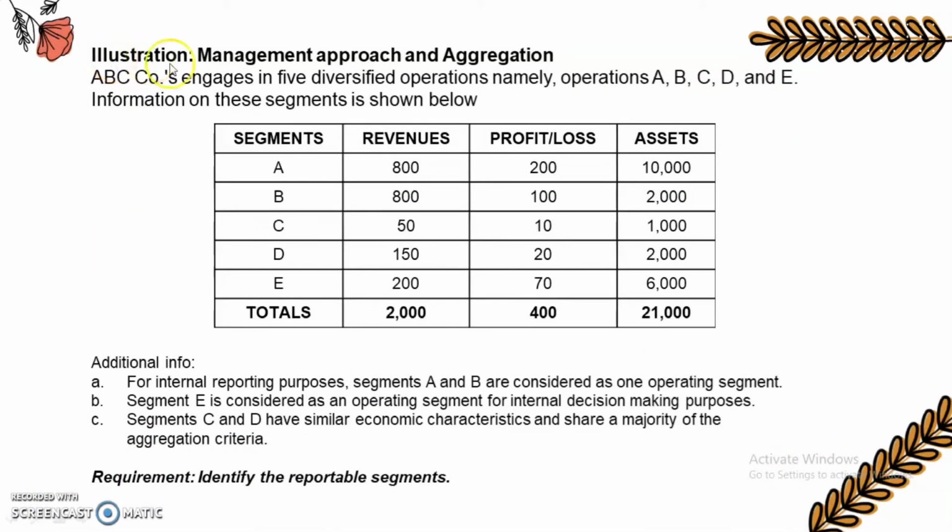So here's an example illustration when it comes to management approach and aggregation. ABC Cost engages in 5 diversified operations, namely operations A, B, C, D, and E. Information on these segments is shown below. So there are 5 segments A to E. The list of their revenues, the list of their profit and loss, and the list of their assets. So the requirement is to identify the reportable segments. Out of these 5 segments, sino-sino ang mga reportable?